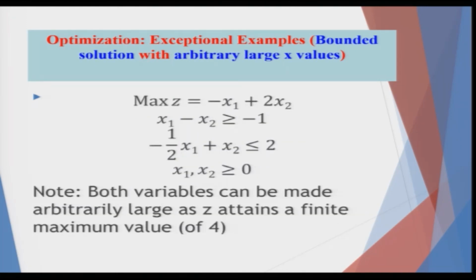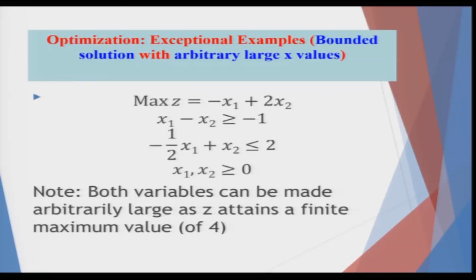Now, let us consider the case of a third example, where you have a bounded solution, but with arbitrarily large x values. That means the z value is bounded, it will have a maximum value, but the actual x values can be infinite. So, what is the solution? What is the objective function? Again the maximization problem, because you are considering only the feasible region which is applicable in the first quadrant, due to the fact that x1 and x2 are both greater than 0 as per the assumption.